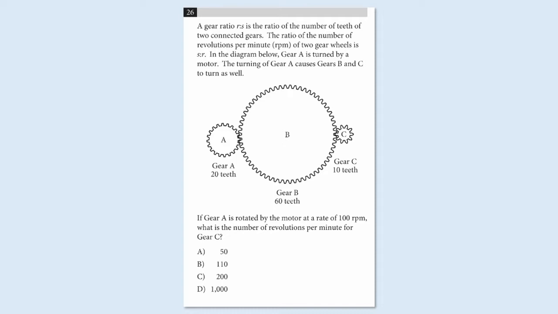In the diagram below, gear A is turned by a motor. The turning of gear A causes gears B and C to turn as well. If gear A is rotated by the motor at a rate of 100 RPM, what is the number of revolutions per minute for gear C?